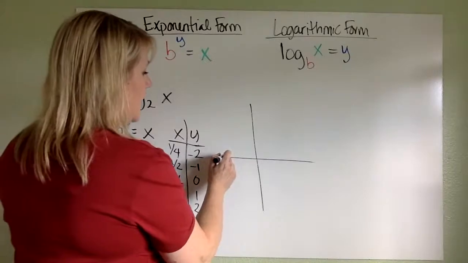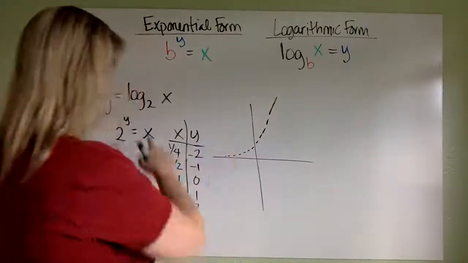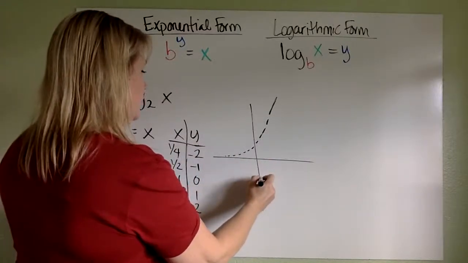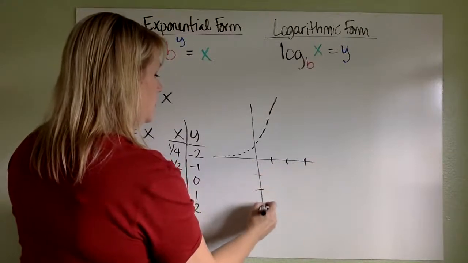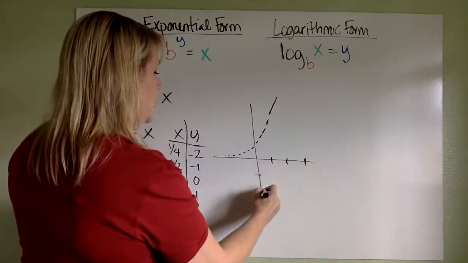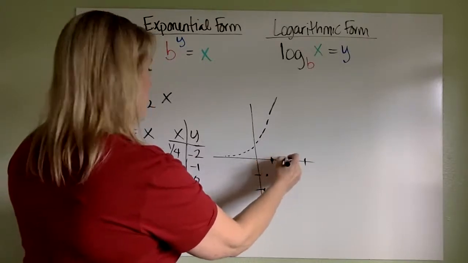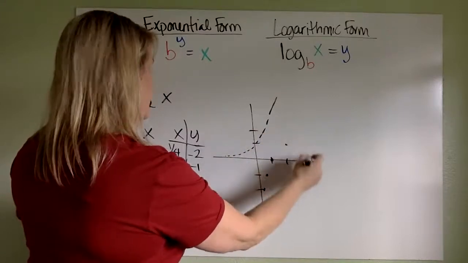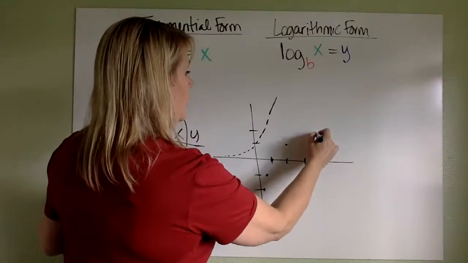So 2 to the x power looks like this. The logarithm base 2 has the point 1/4, -2. Okay, so 1/4, -2, 1/2, -1, 1, 0, 2, 1, and then all the way over here, 4, 2.